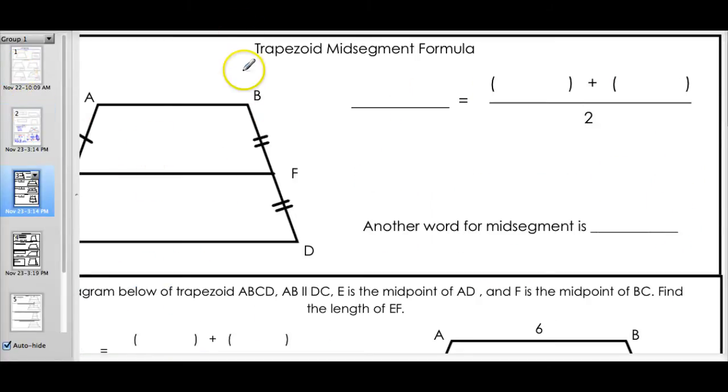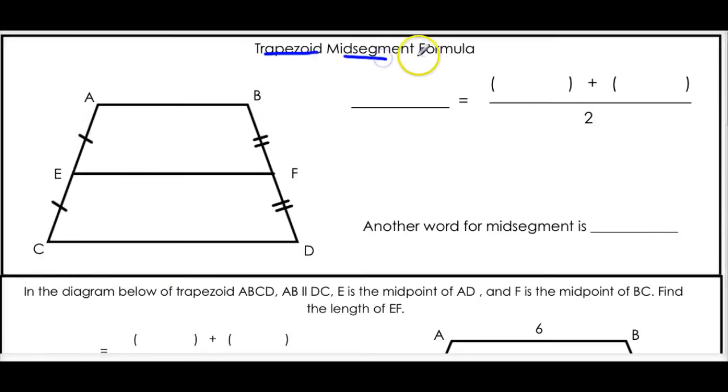All right, final theorem, the trapezoid midsegment formula. Here it is. EF is a midsegment, all right? A midsegment is just like we did in triangles. It's the segment that joins the two midpoints of the sides. So E is the midpoint of AC and F is the midpoint of BD. Another word for a midsegment is a median, just so you know.